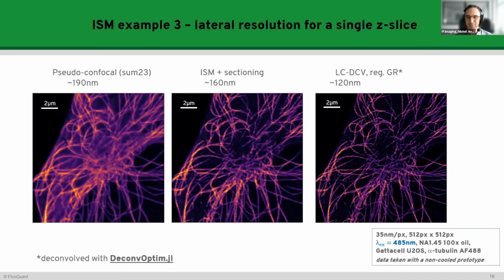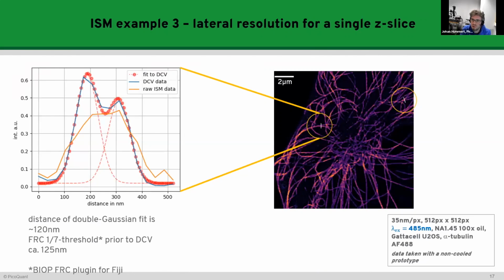Yes. And the image in the middle, you can see the added ISM processing, which improves resolution. So you can see you go from 190 nanometers to approximately 160 nanometers. And also here you can again see the improved sectioning, which removes a lot of the out of focus blur. And then in the last step, you can also deconvolve this image on top to get a resolution of 120 nanometers.